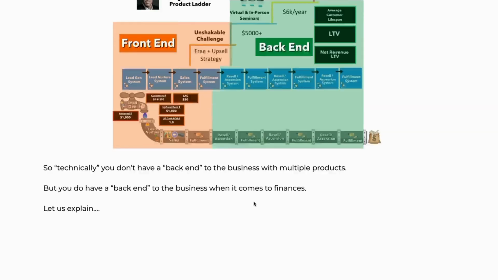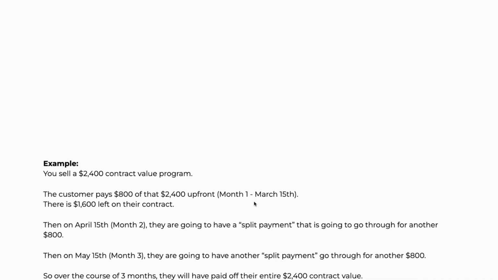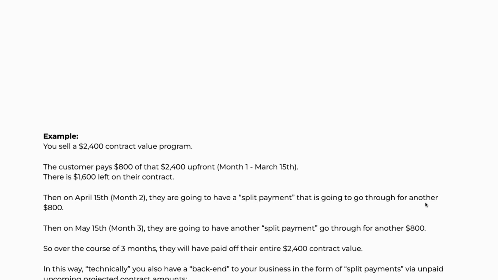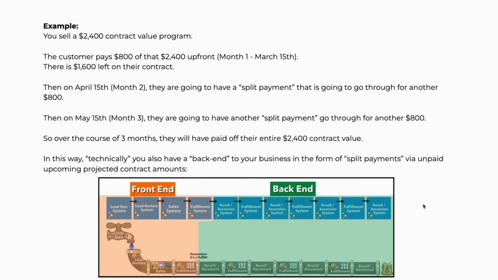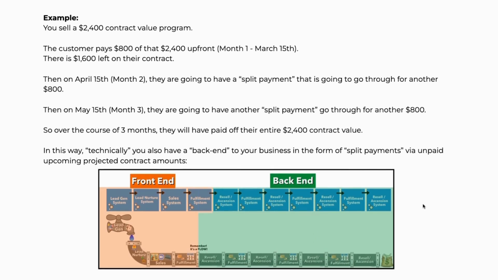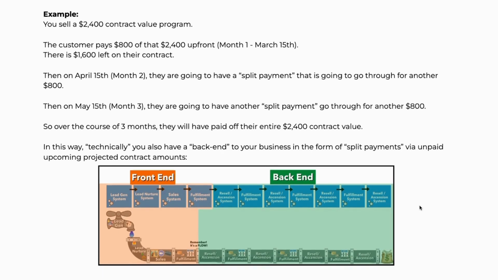Let us explain. Here's an example. Let's say you sell a $2,400 contract value program. As you're going to learn in the sales module, you may have some students who do a paid in full, a PIF. A paid in full is, cool, they just pay the contract value straight up, $2,400 paid in full right there. That may exist. However, most often you are going to get customers who are going to do split payments.